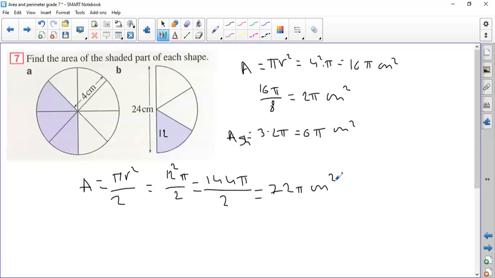Now I have taken one of these 3 parts. So this one is divided into 3 parts, and I have taken one of them. So the area of the shaded part will be what? 72 pi divided by 3. What is the result? 24 pi centimeter squared is area of the shaded part.